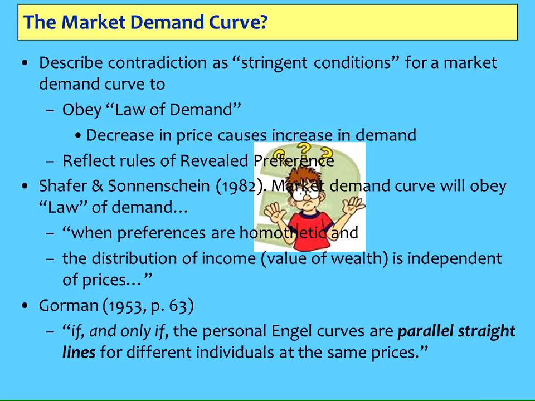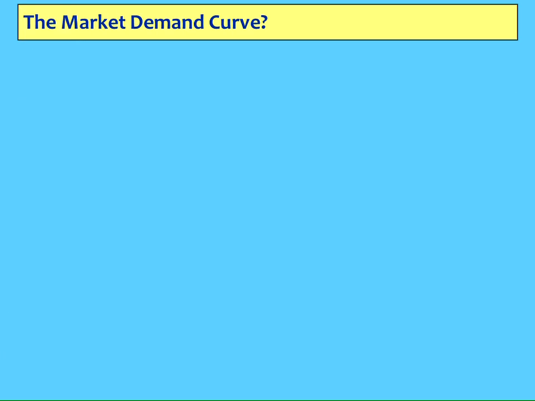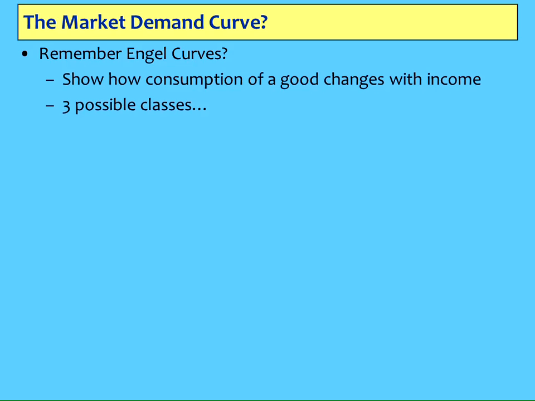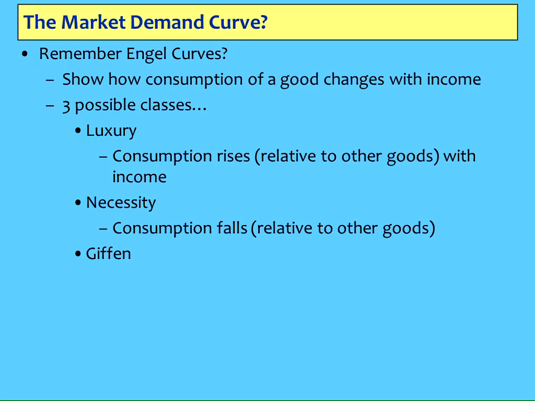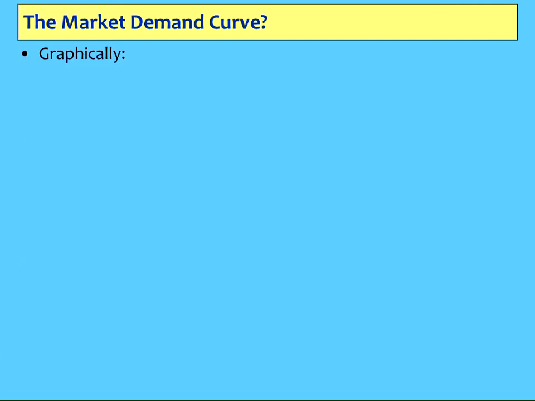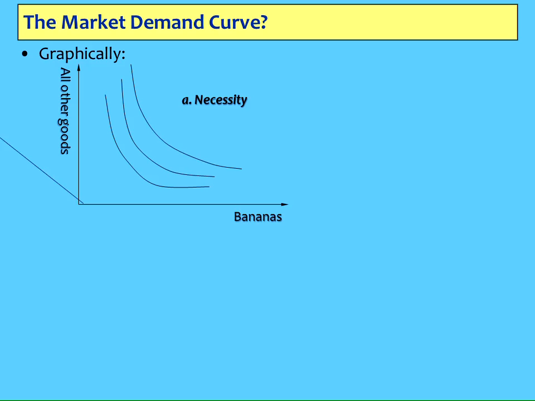So it is quite crazy why the little confused man turns up all the time. So Engel curves, just to reiterate, are supposed to show how consumption changes as income changes. And there's three possible cases: a luxury, where consumption rises with income; a necessity, where consumption falls relative to income; and an inferior good, where consumption falls absolutely, an undesirable good. So here's a basic drawing of them. Graphically, that's a necessity. There's all other goods, there's your bananas, and as your income rises, you consume fewer bananas compared to everything else. So the curve slopes away.